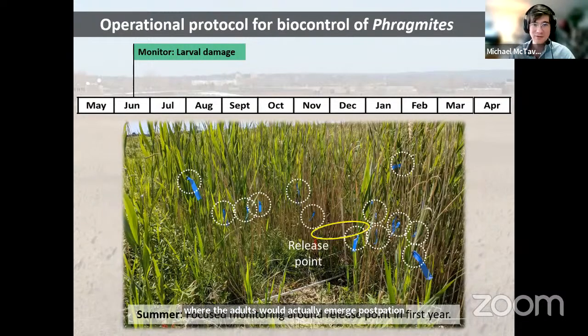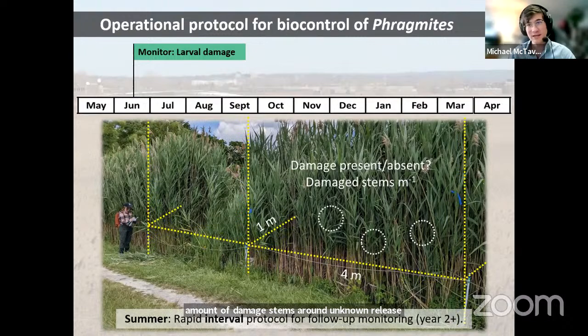If we're going into a site where we just released this year, we know exactly where we put them and they don't go too far that first year. So we can do a very focused monitoring, looking at the amount of damaged stems around a known release point. If we're looking at a site in the second year onwards, they've had the chance to potentially disperse as adult moths, which is what we want them to do, but we now don't know exactly where they're going to be.